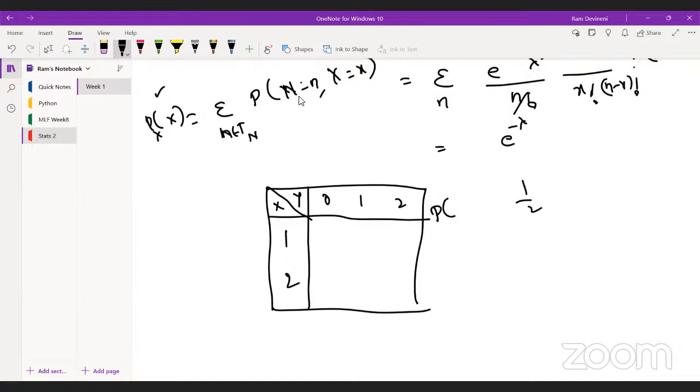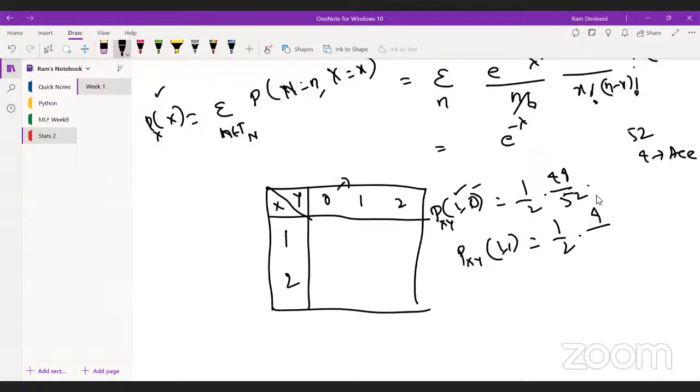I'm going to calculate for (1, 1). It's going to be half for the probability of X equals 1. Now let me calculate the probability of Y equals 0, that is, an ace is not drawn. We have 52 cards, among which 4 cards are aces. What is the probability that the card drawn is not an ace? It's going to be 48 divided by 52. So P_XY of (1, 0) is 1 by 2 multiplied by 48 by 52. And then P_XY of (1, 1) is 1 by 2 multiplied by 4 by 52.